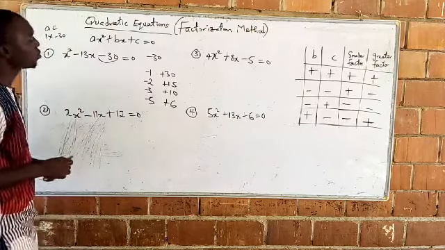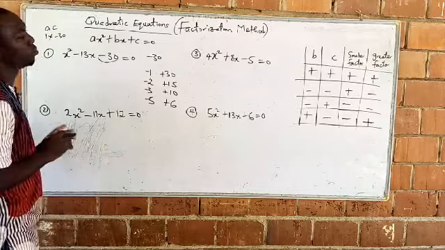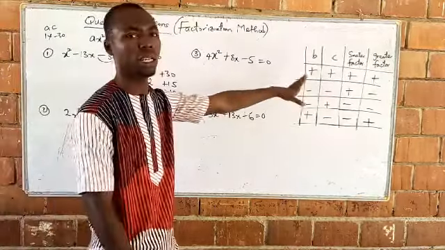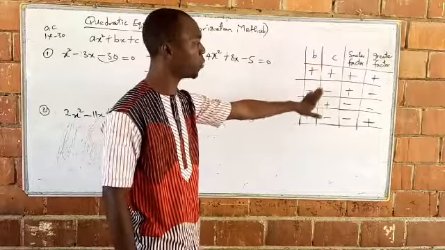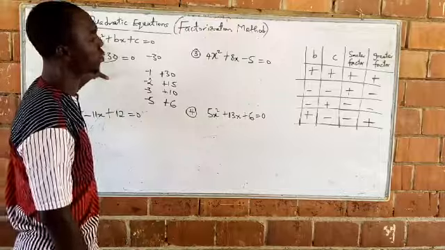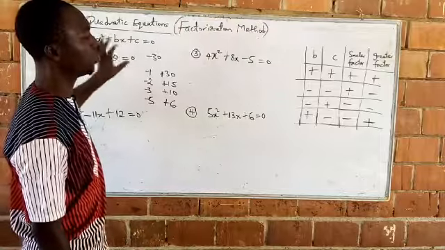Now, for us to be able to do this easily, we have a table here that will guide us. If you are familiar with this table, then we won't have any problem picking factors for this quadratic equation.